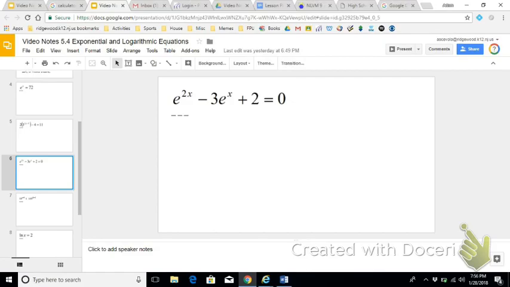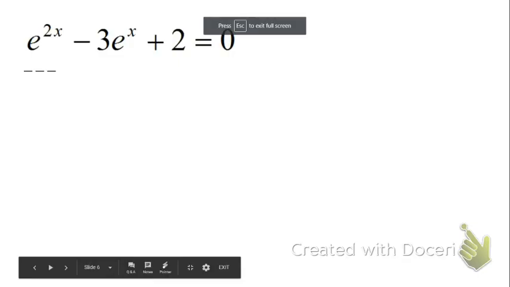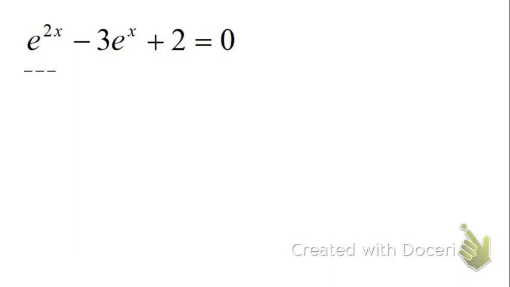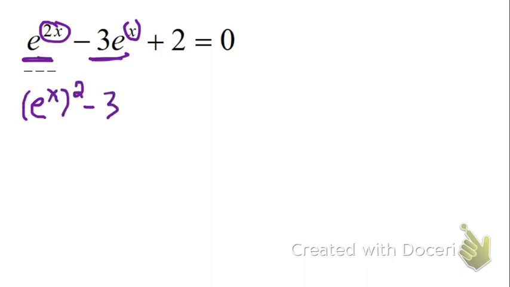Alright, let's try another one. So e to the 2x minus 3e to the x plus 2 equals 0. So this is a quadratic exponential equation. If you notice you have two exponential expressions and one exponent is double the other, then you want to treat this like a quadratic. So e to the 2x is really like e to the x squared, and then minus 3 times e to the x plus 2, and it's already set equal to 0, which means now we could just factor it.